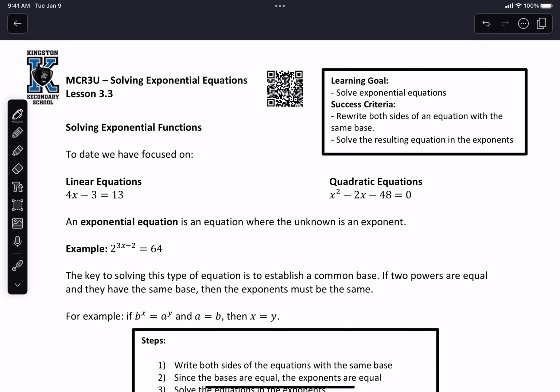Again, we can't do any of this work without the bases matching. And by the base, I mean this component.